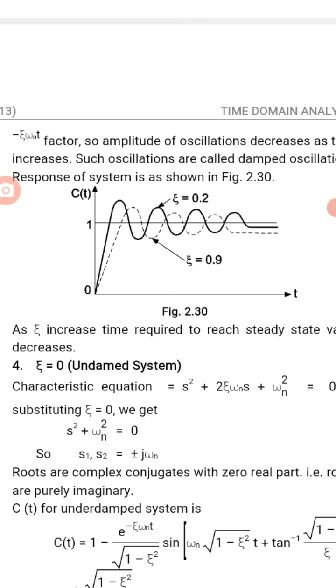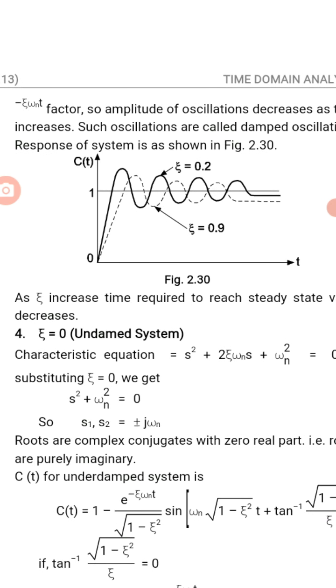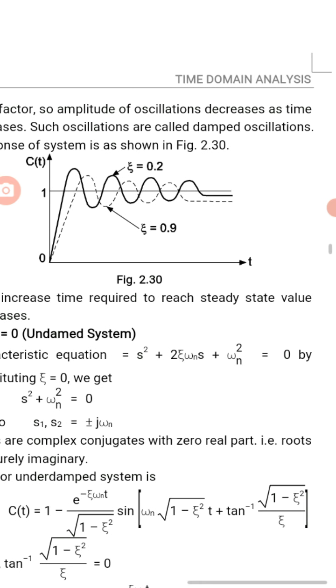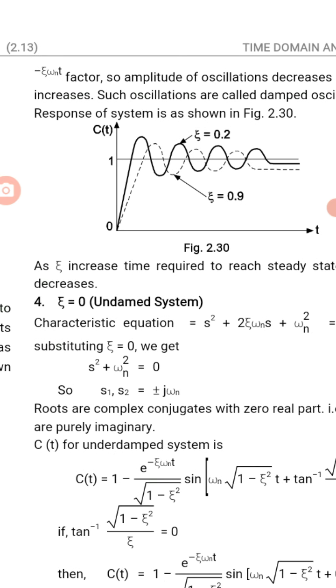So for overdamped, the response is smooth. For critically damped, the response is still smooth. As soon as it crosses critical damping, the system tries to oscillate. As zeta increases, the time required to reach the steady state value decreases.